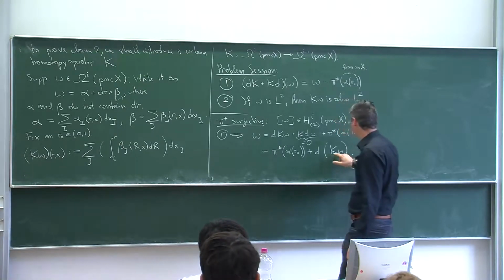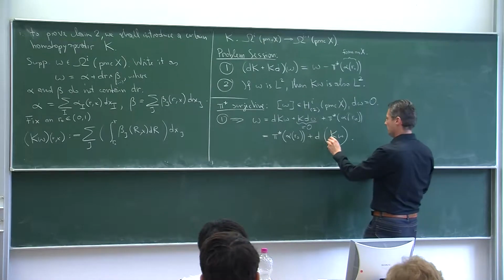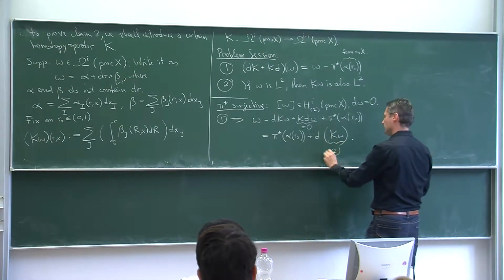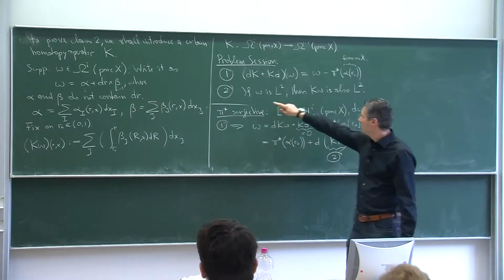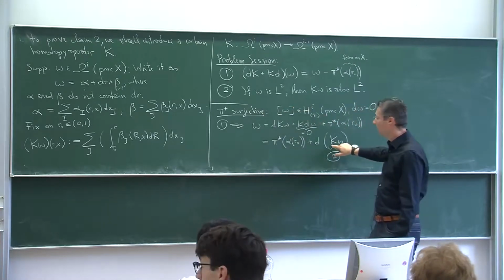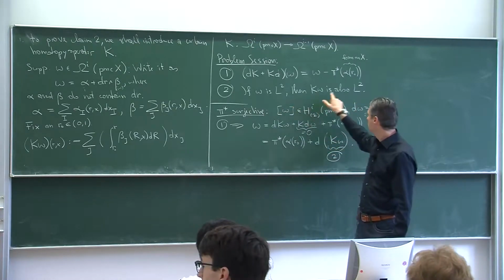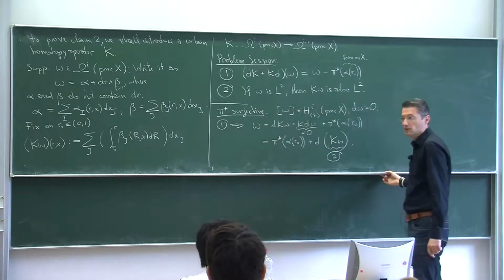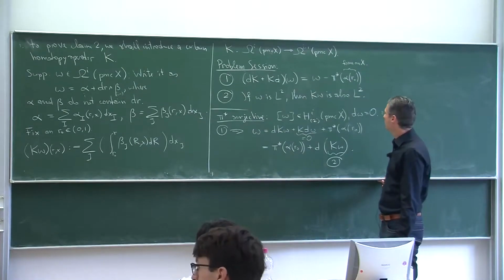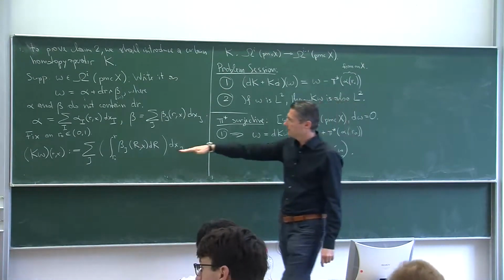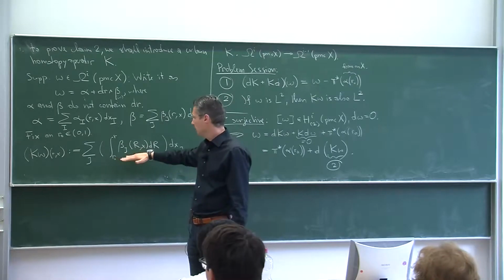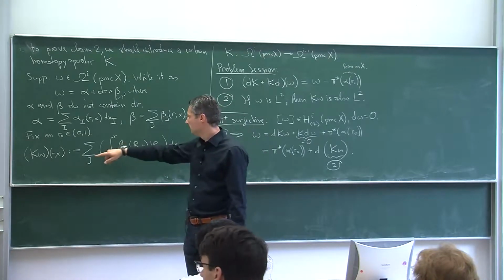Right. So the important thing is that here property 2 is used. I need to know that this is L2, of course, and smooth. But this certainly is smooth, since beta is smooth, this will be smooth.